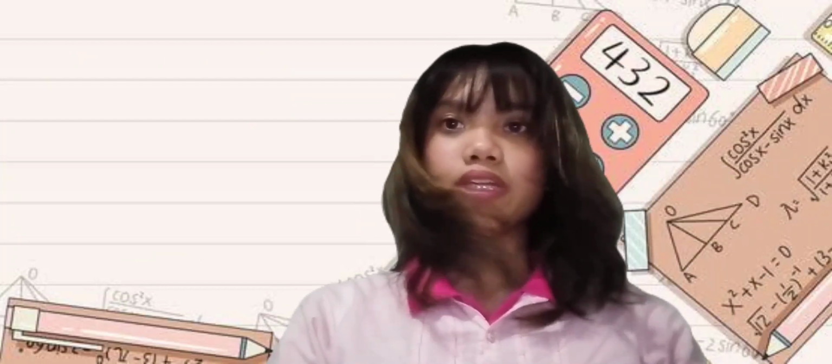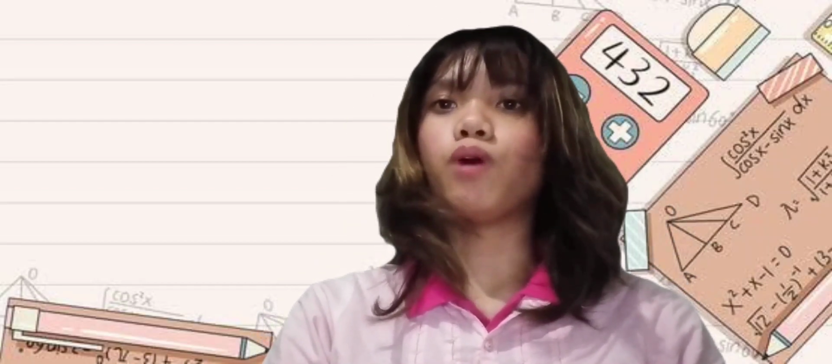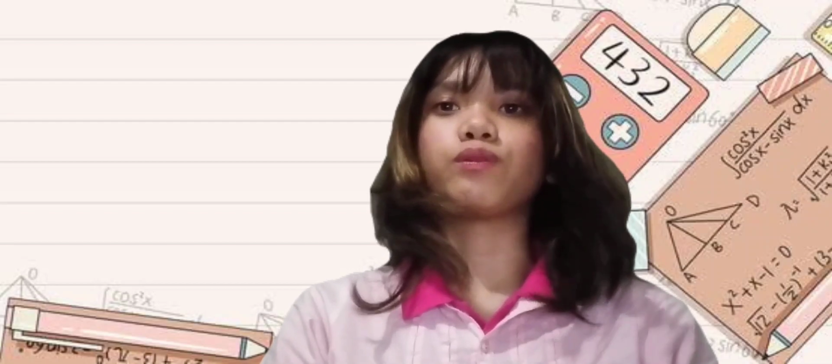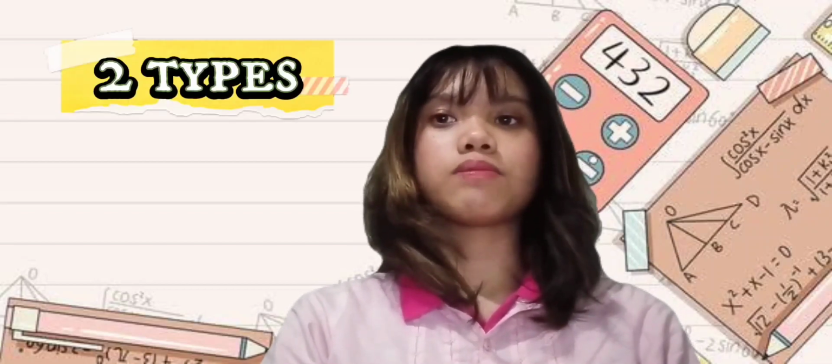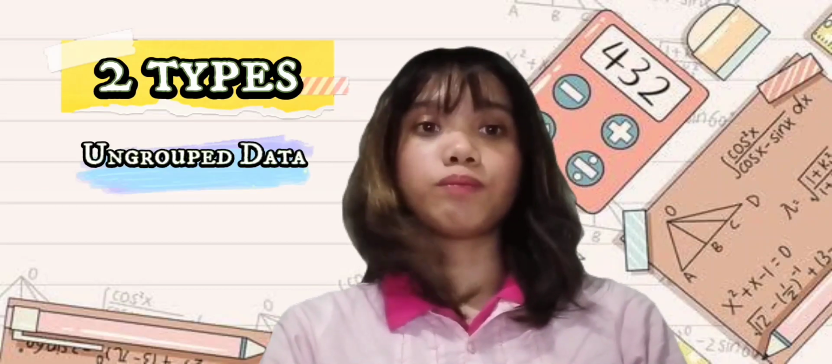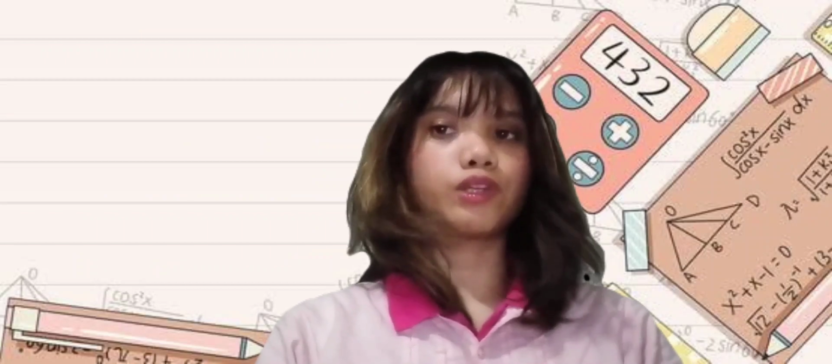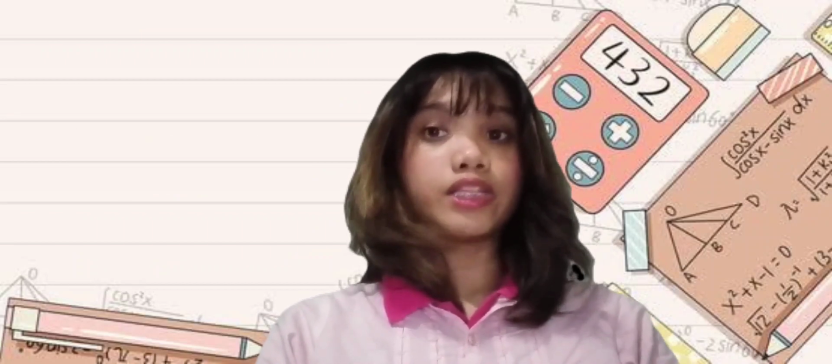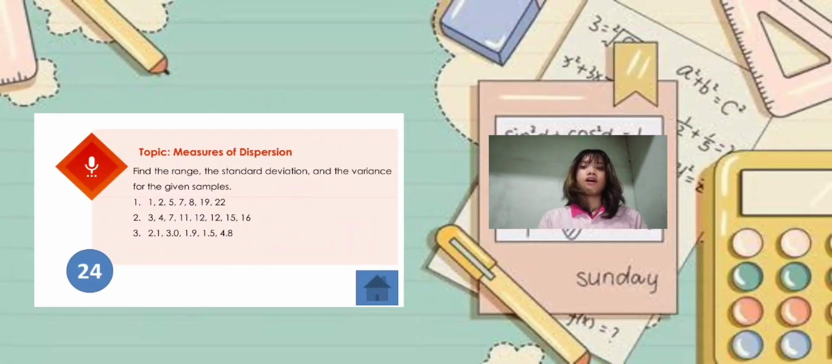Now that we know the meaning, let's dive deeper and look at the statistical values, which are the range, standard deviation, and variance. There are two types, ungrouped and grouped data, but for today's topic I will only do the ungrouped version. I have some samples to help us understand: find the range, standard deviation, and the variance for the given samples.